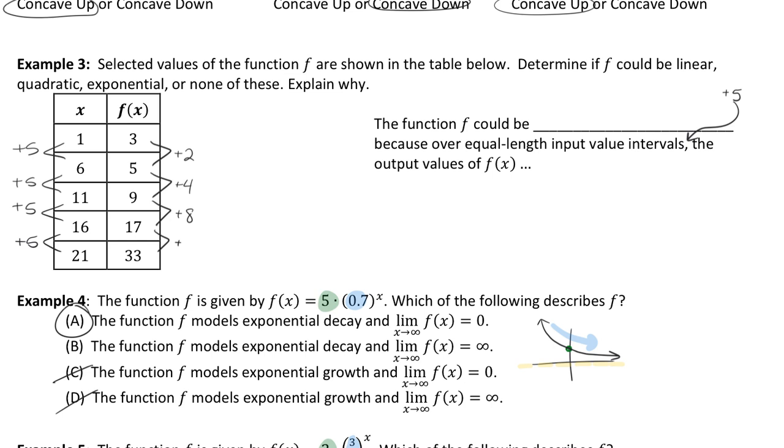Wait, plus 6. No, wait, 16. And then you would do those. Okay, stay with me. If these numbers were all the same, it would be linear.